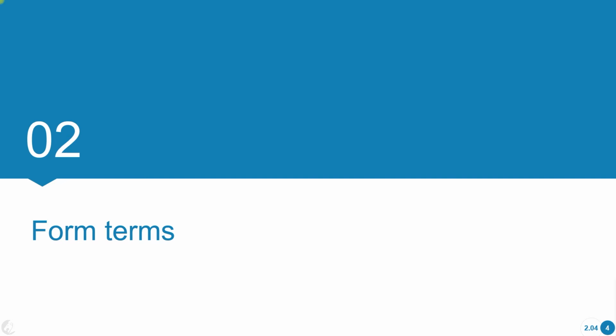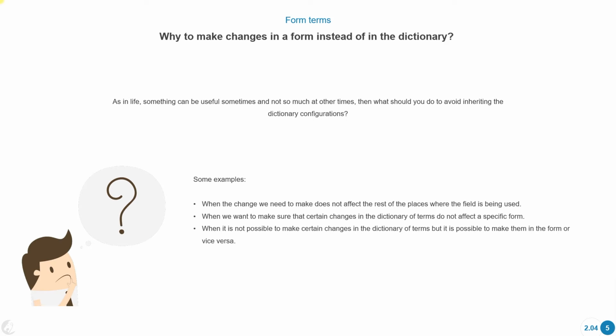Form terms. In this module, we are going to see the term attributes in forms. Why make changes in a form instead of in the dictionary? As in life, something can be useful sometimes and not so much other times. Then, what should you do to avoid inheriting the dictionary configurations?